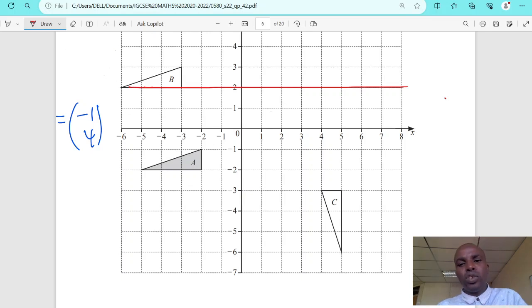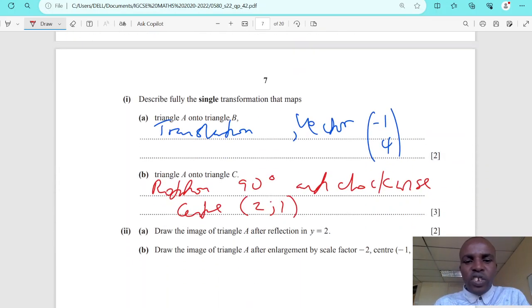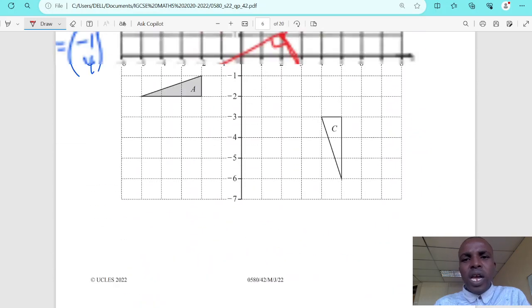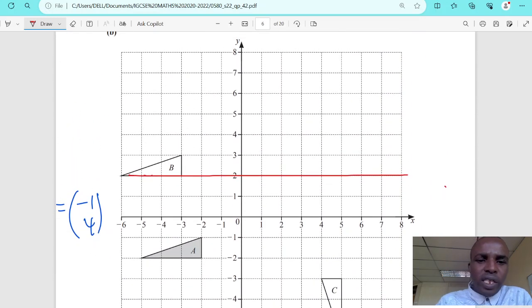Right, that's y equals 2. So in the reflection of which triangle? A. Y equals 2. So A, it's here. So you count the boxes: 1, 2, 3. You count 3, 1, 2, 3. So the image is here.